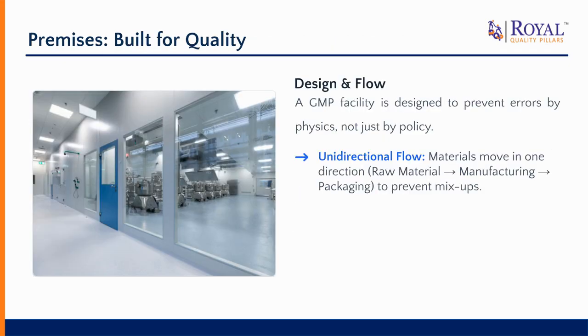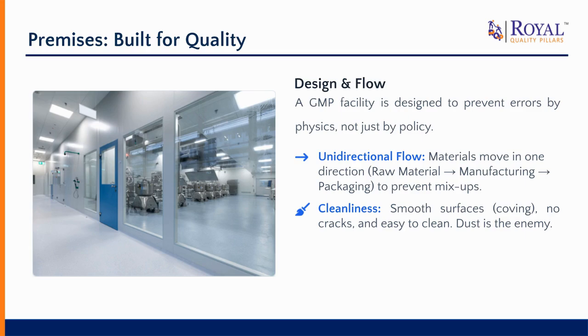We design our buildings to prevent mistakes physically. Unidirectional flow. Think of a river. It flows one way. In our plant, raw materials enter one door, get processed, and leave as finished goods through a different door. They never cross paths. This prevents mix-ups.